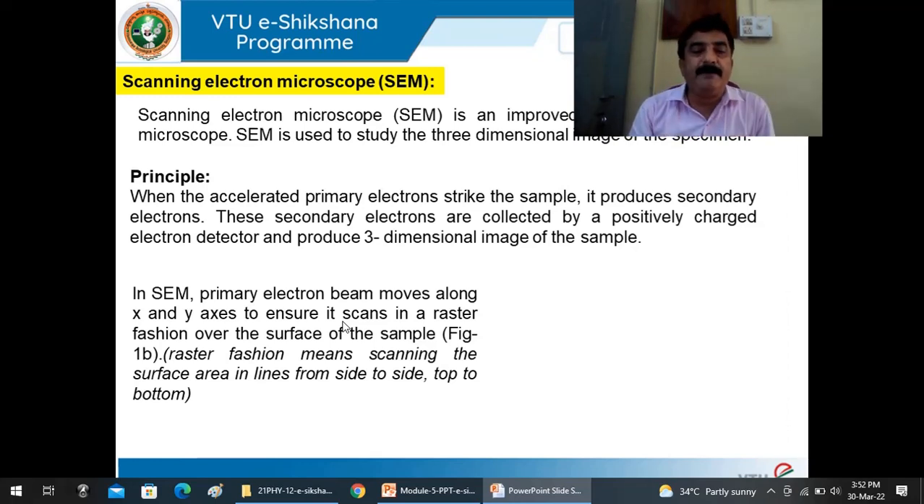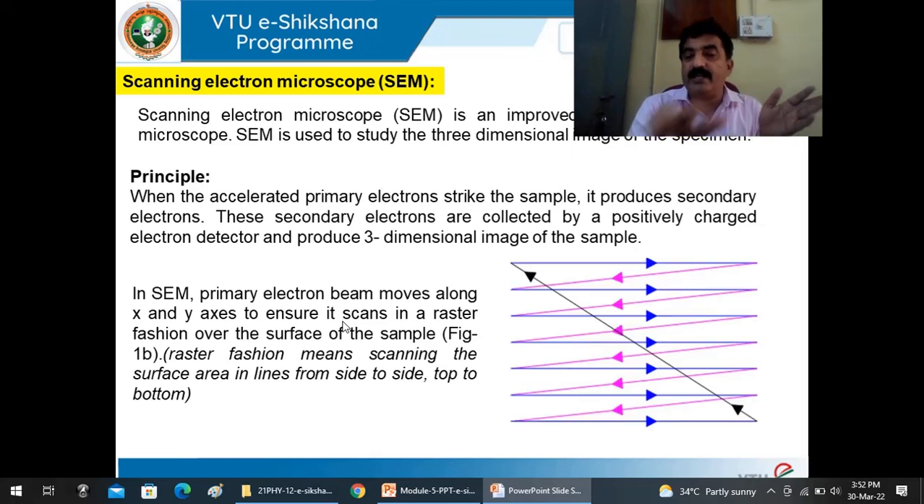So in SEM, the primary electron beam moves along x and y axis to ensure it scans in a raster fashion, to and fro along x and y axis, right? So here I show, the electron beam goes like this, like this, like this. It keeps on moving like this. So this is what is called raster fashion.